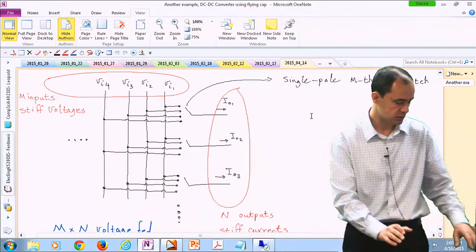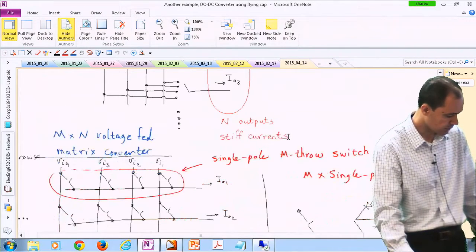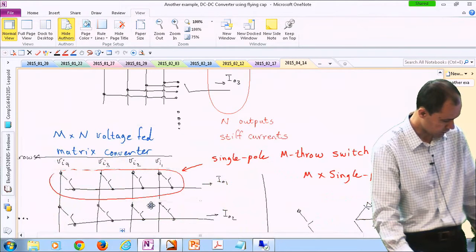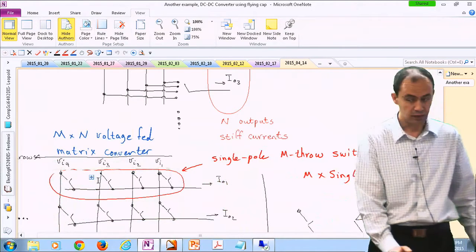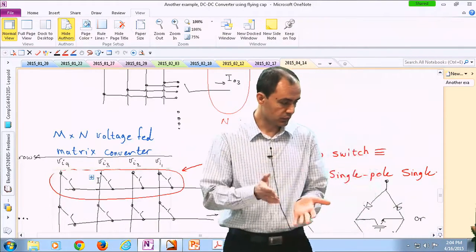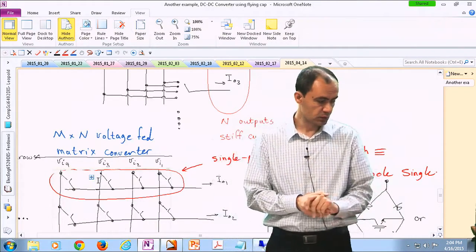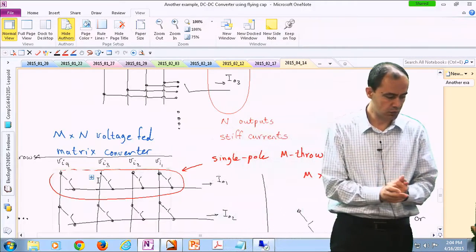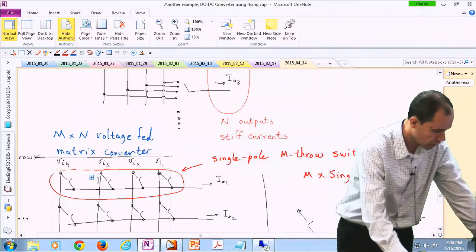So that means at any given time, only one of these switches that have a red circle around them is engaged or turned on. And for the inductor or the output current to be continuous, you have to make sure at least one of them is on, basically. So at any given time, one and only one of them is on.